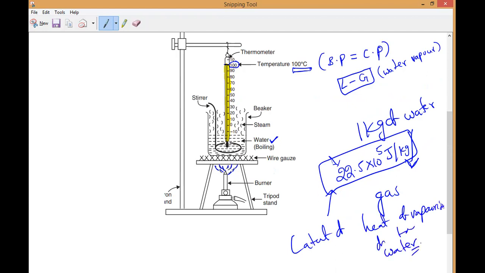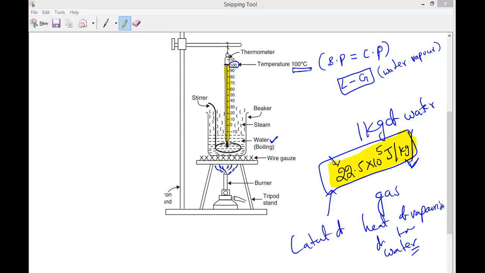Is this value the same for every substance? No, sir. Different substances have different values. So this value is the latent heat of vaporization, for liquid to gas. That is what you have to remember. So now please all of you write the definition of latent heat of vaporization.